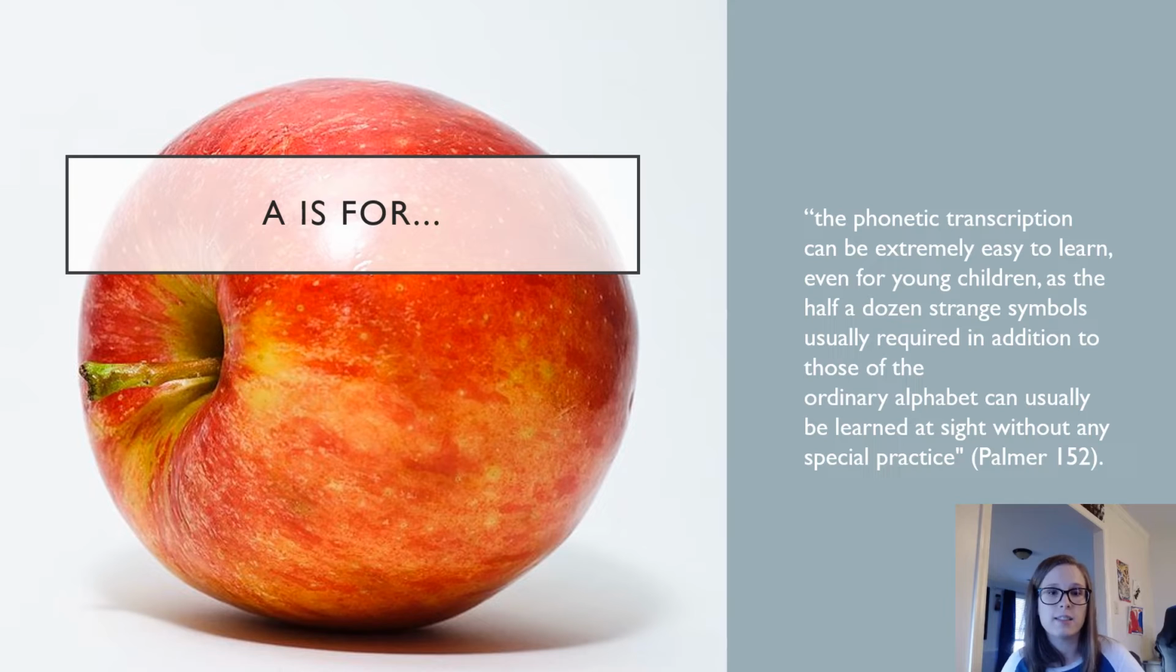We also learn what rules or laws govern how those letters and sounds go together to form words and sentences. In his book, The Principles of Language Study, Harold Palmer explained that the phonetic transcription can be extremely easy to learn, even for young children, as the half a dozen strange symbols usually required in addition to those of the ordinary alphabet can usually be learned at sight without any special practice.